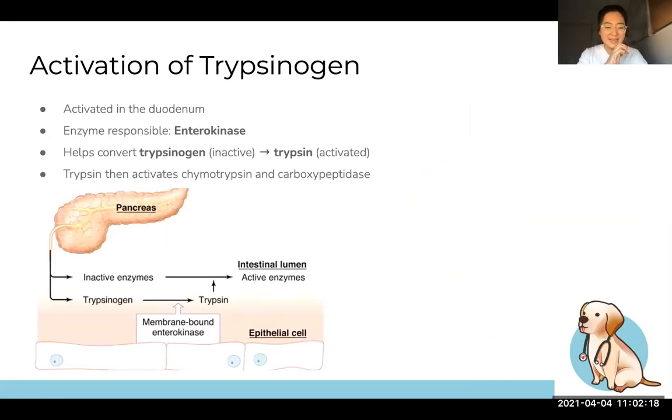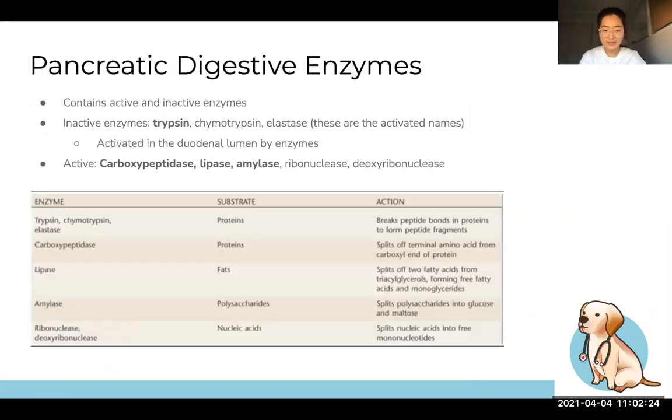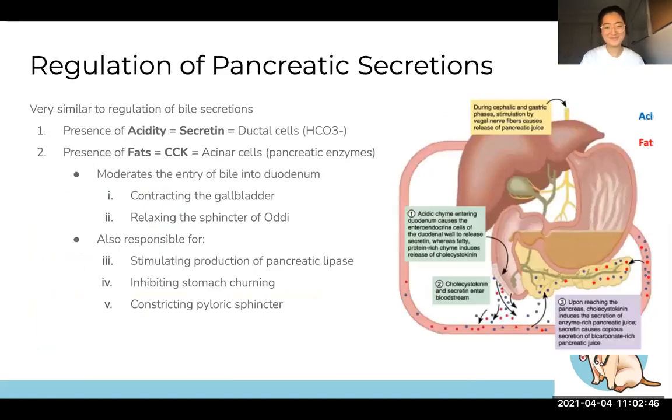Something to remember is there's a reason why a lot of these enzymes are inactivated. If you look at what chymotrypsin and carboxypeptidase are responsible for, they break down protein. So if these enzymes get activated too early in the pancreas instead of in the duodenum, you will actually end up digesting your pancreas, which is what causes acute pancreatitis, which we'll get to in 2 slides' time.